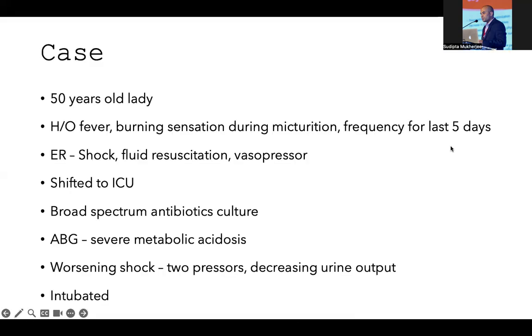So I will start with a case. A 50-year-old lady has a history of fever, burning sensation during micturition and frequency for the last 5 days. She now comes to the ER with shock. Fluid resuscitation has been started, followed by vasopressors, and eventually the patient was shifted to the ICU.